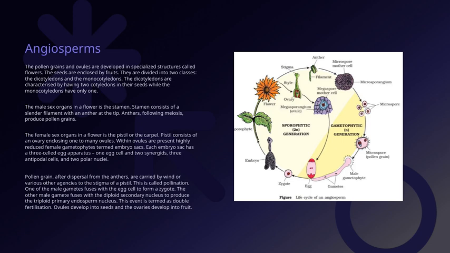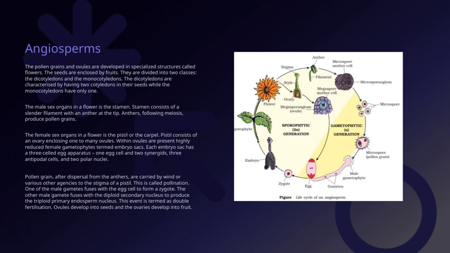Turning to the male side, the stamen is our male reproductive organ. It features a slender filament topped with an anther. After meiosis, the anther produces pollen grains, which carry the male gametes necessary for fertilization. Both pollen grains and ovules develop within specialized structures called flowers, and after fertilization, seeds are enclosed within fruits, aiding in seed dispersal.